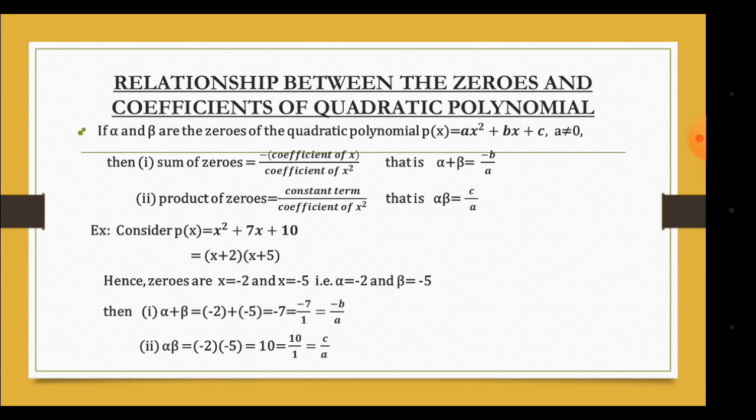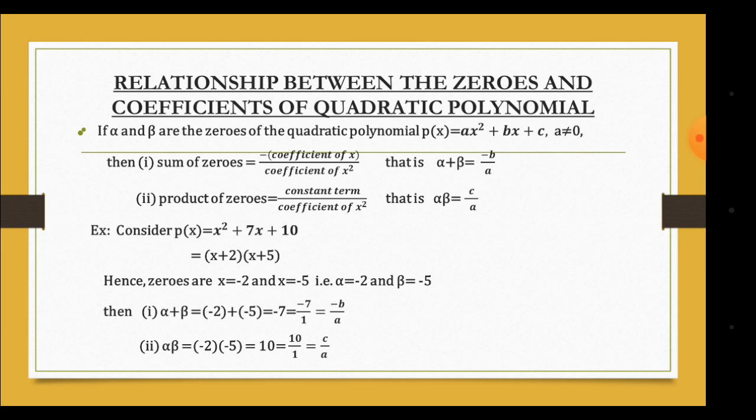Now, the first relation is what? Alpha plus beta, that means sum of zeros. So minus 2 plus minus 5 is equal to minus 7, and we can write minus 7 as minus 7 upon 1. Now in your polynomial 7 is the value of b and 1 is the value of a. So minus 7 upon 1 means minus b upon a. So your first relation, alpha plus beta equal to minus b upon a.